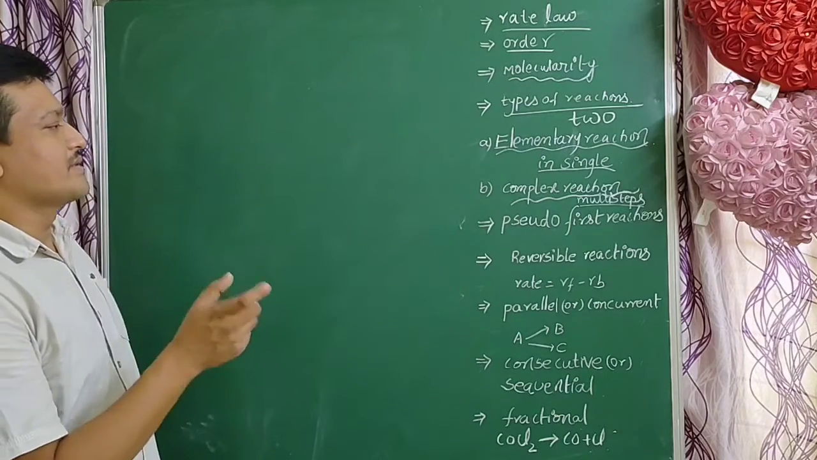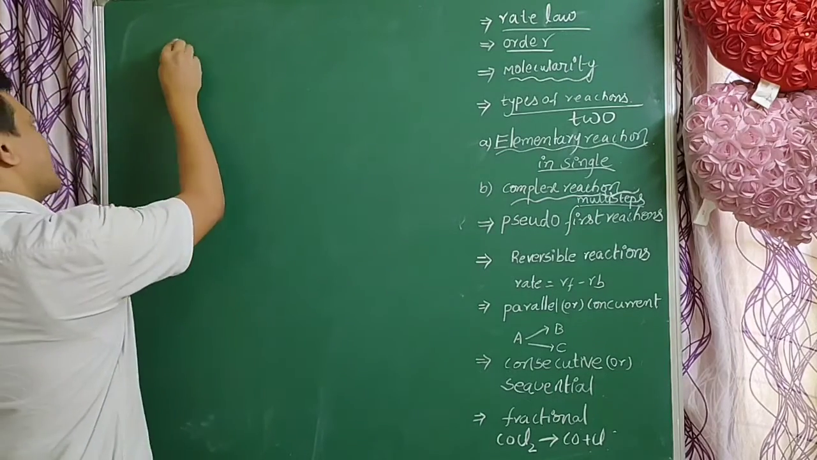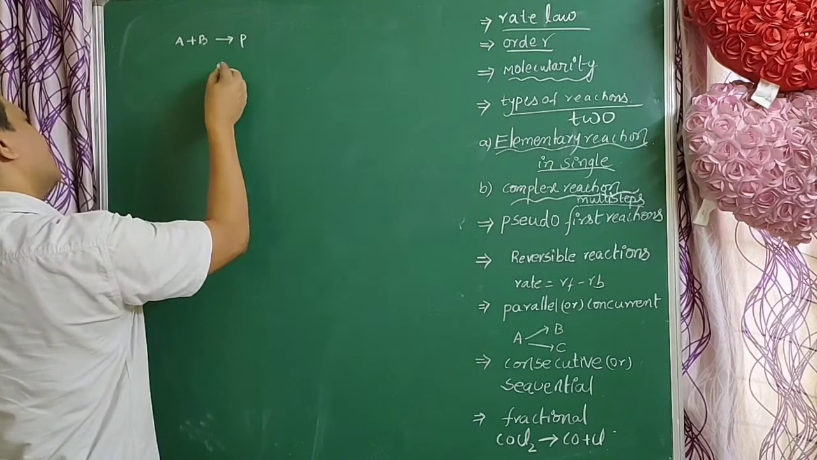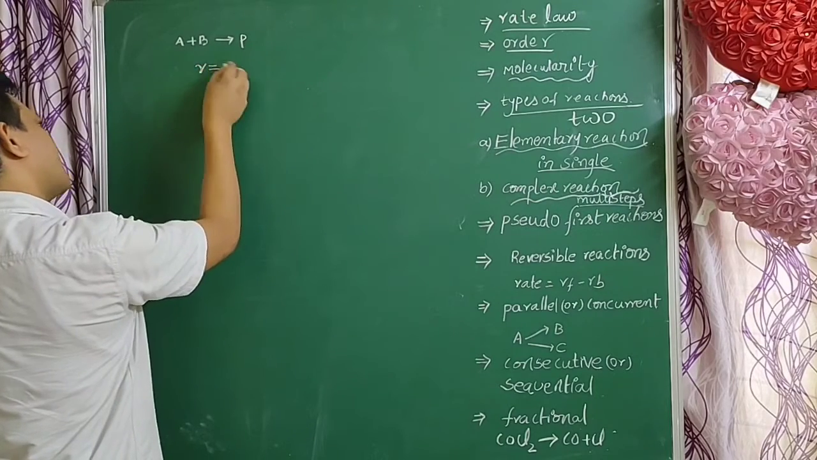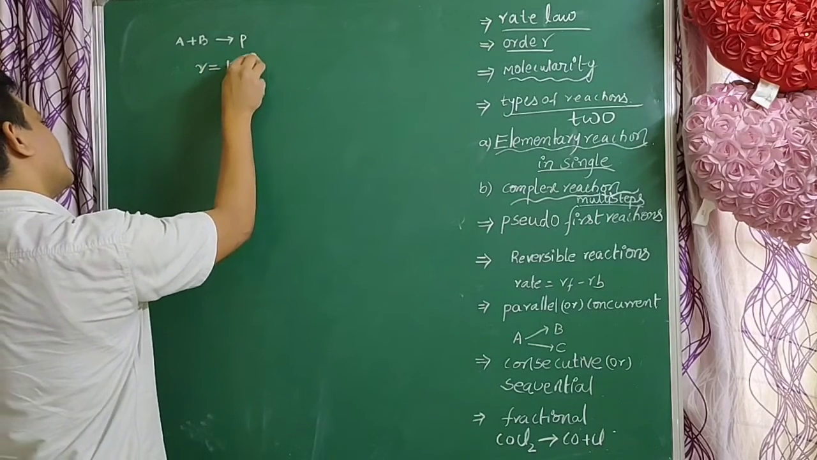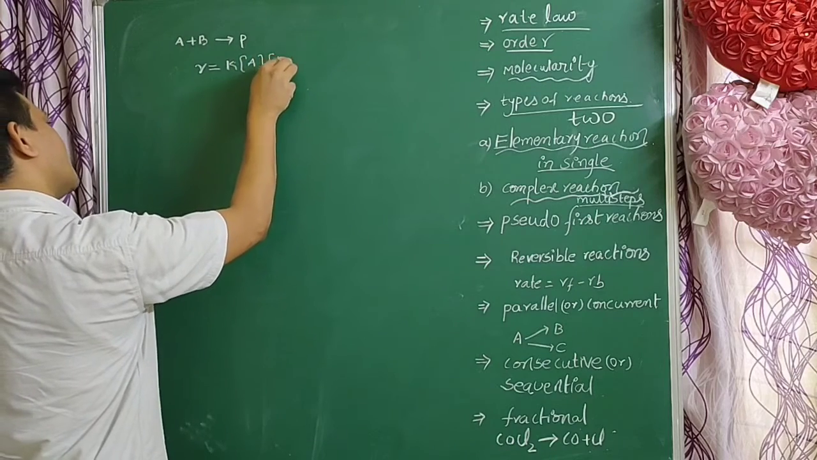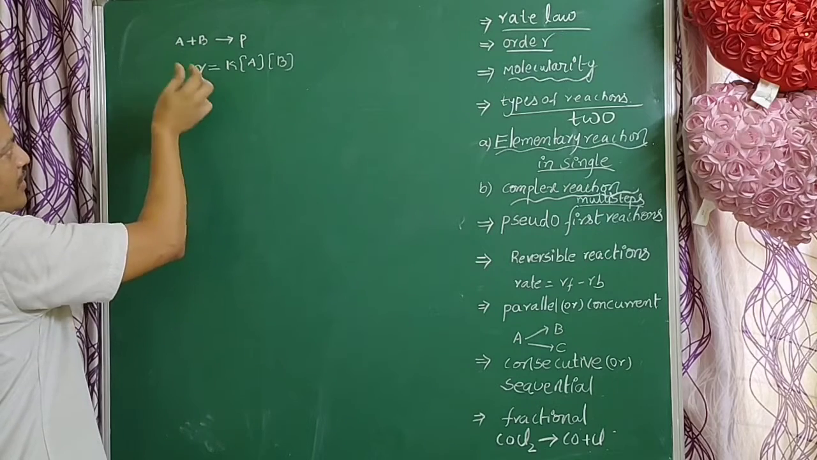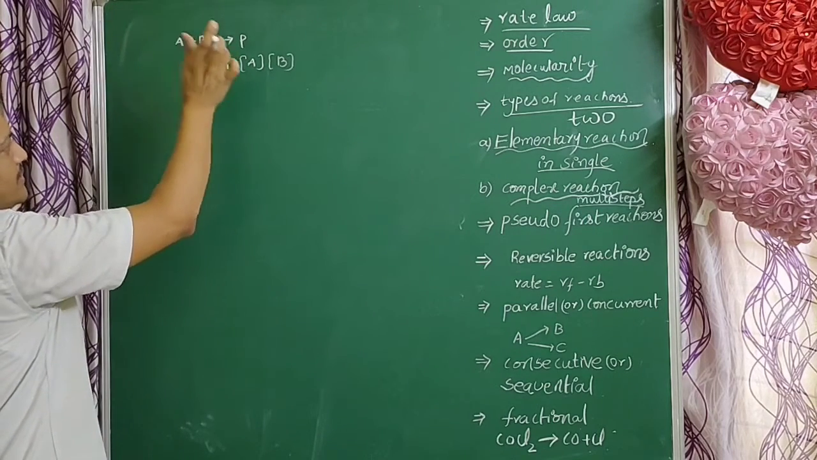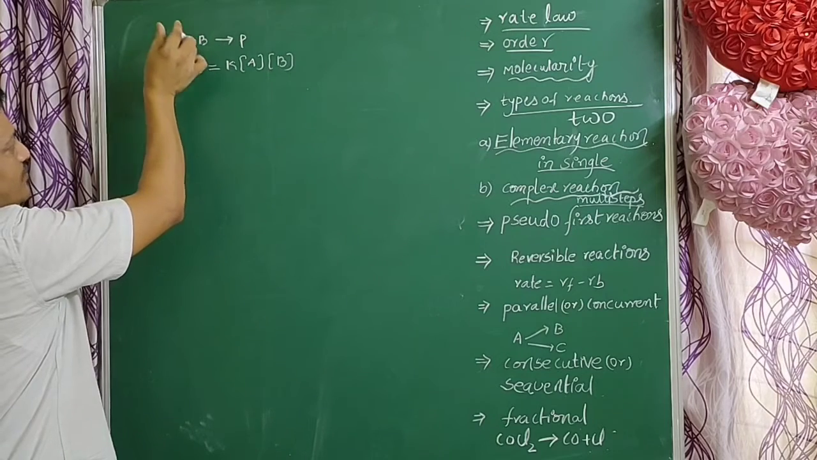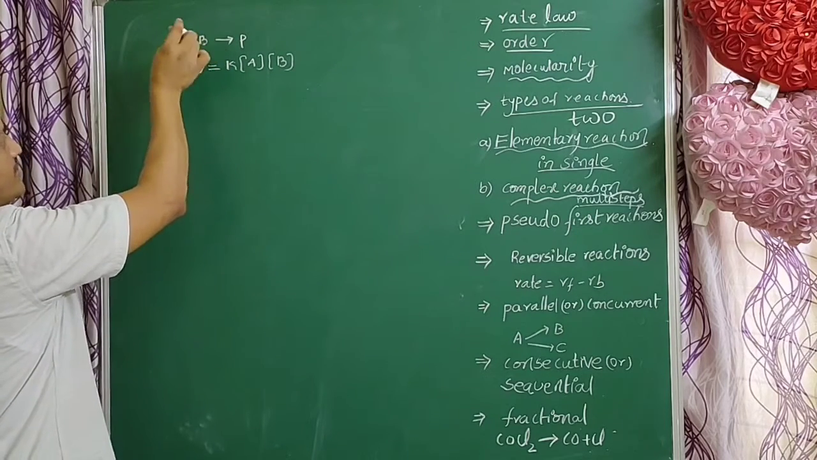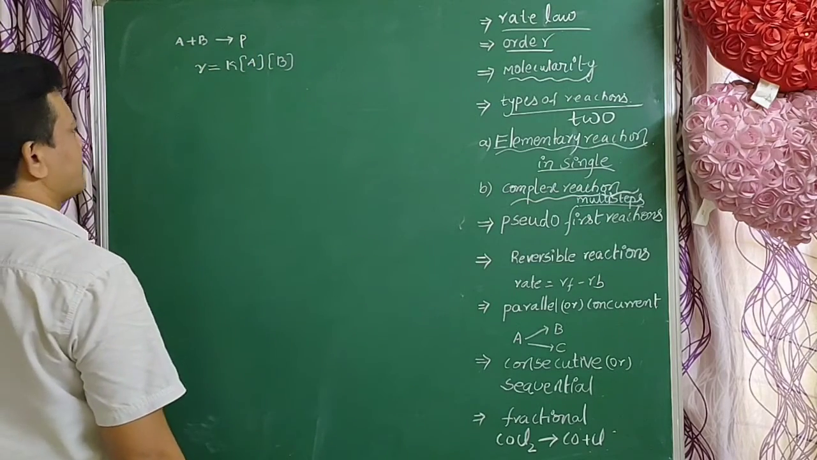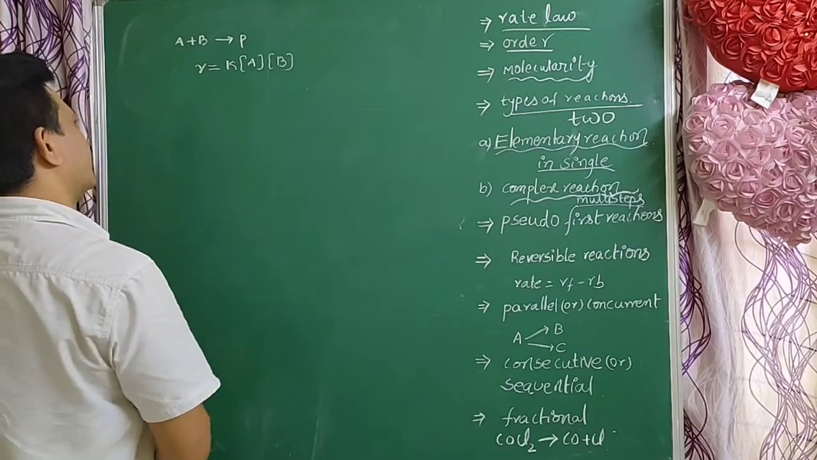So elementary reactions: A plus B gives products, and the rate equation obtained experimentally is rate equal to K into concentration of A into concentration of B. So here rate depends on all the reactants. This reaction takes place in one step, it is completed in one step. That's why this reaction is called an elementary reaction.